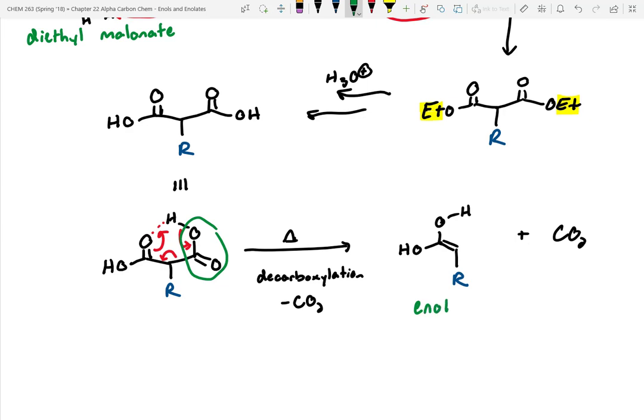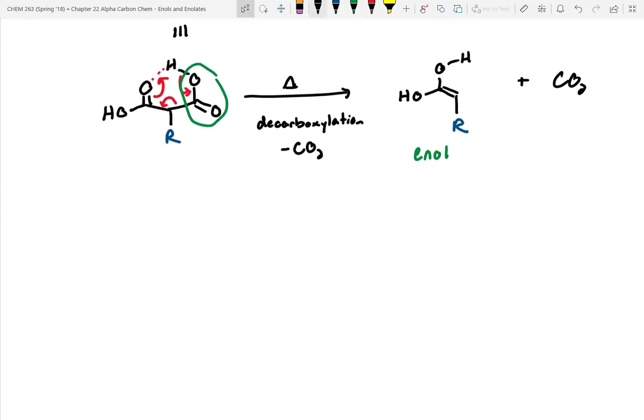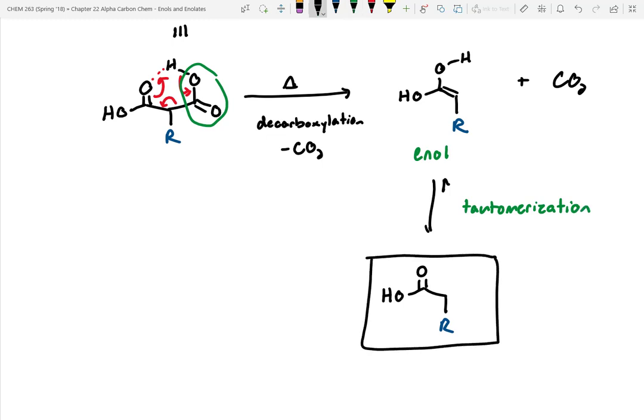Are enols typically happy being enols? No, they want to tautomerize into their keto form. I'm not going to show this full mechanism, but make sure you are comfortable going back and forth. And when you do this, you're essentially just shuffling protons around. And you get the R group installed right there. And like I said, this is a tautomerization. So this would be your final product.